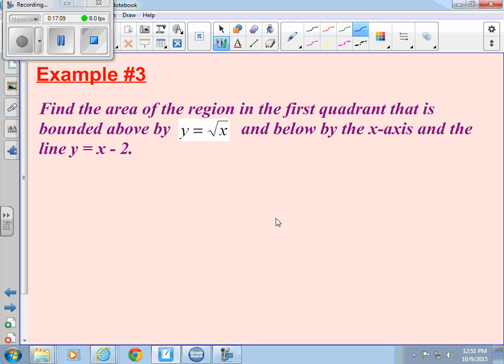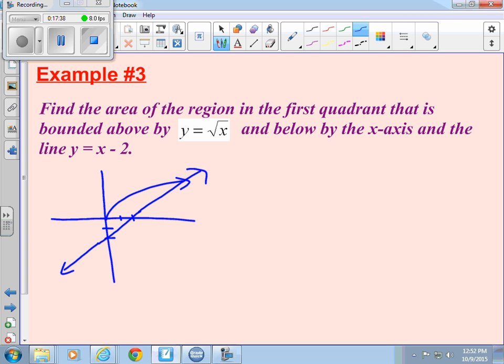Okay, before I start, I'm going to draw a picture. Everyone agree that's a good idea? Yes. Draw a picture. Square root of x looks like that. And x minus 2. Okay, the region is bounded in the first quadrant, above by the square root of x, below by the x-axis, and the line y equals x minus 2.